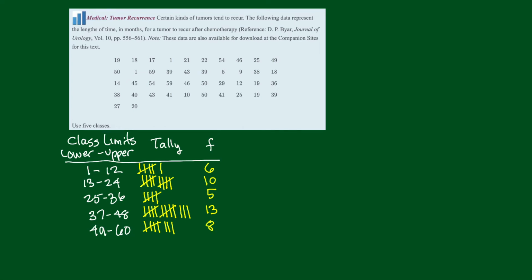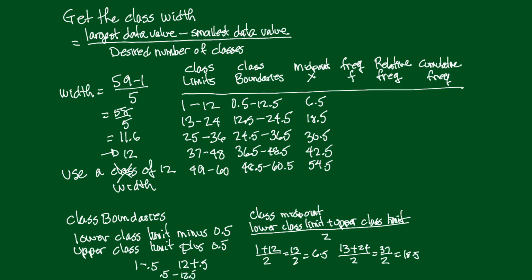So that is how you make a tally. So let's go back to our last page. We were actually constructing our table. And here's what we've got, right? So I'm going to come over here to frequency. So I tallied those up. And now what I got was, what was it? It was 6 here, and then 10 here. I think I had 5, 13, and 8.